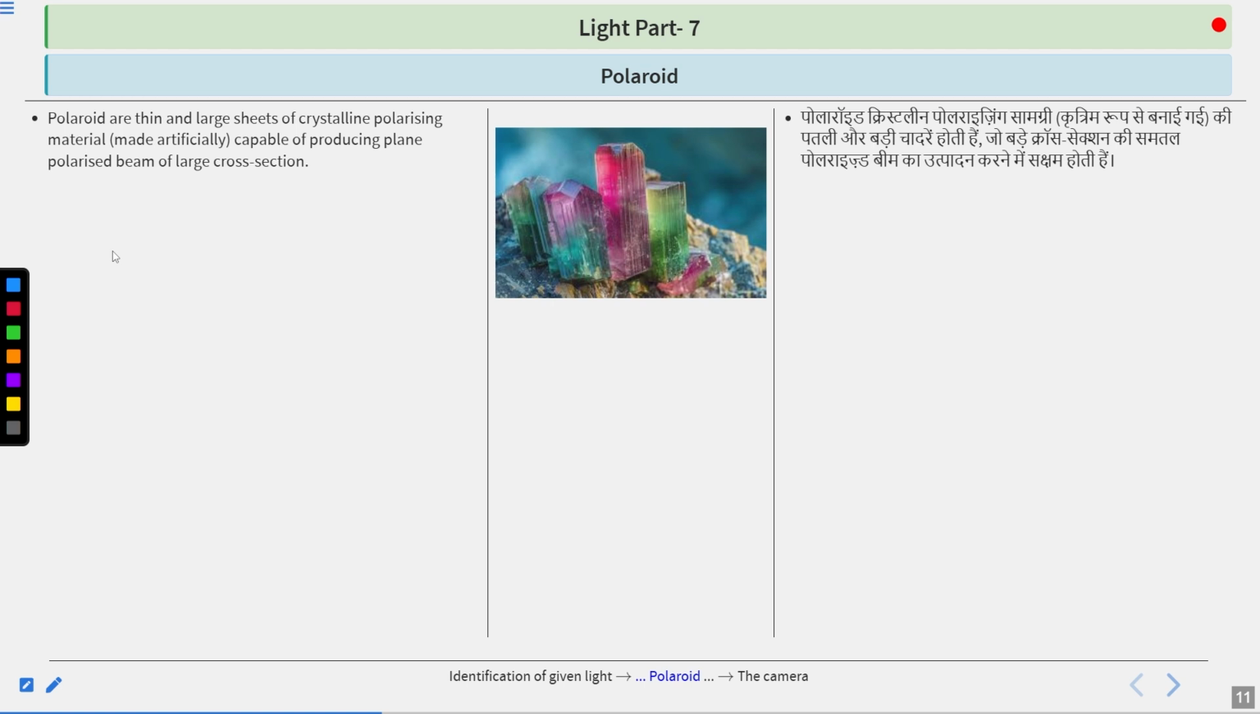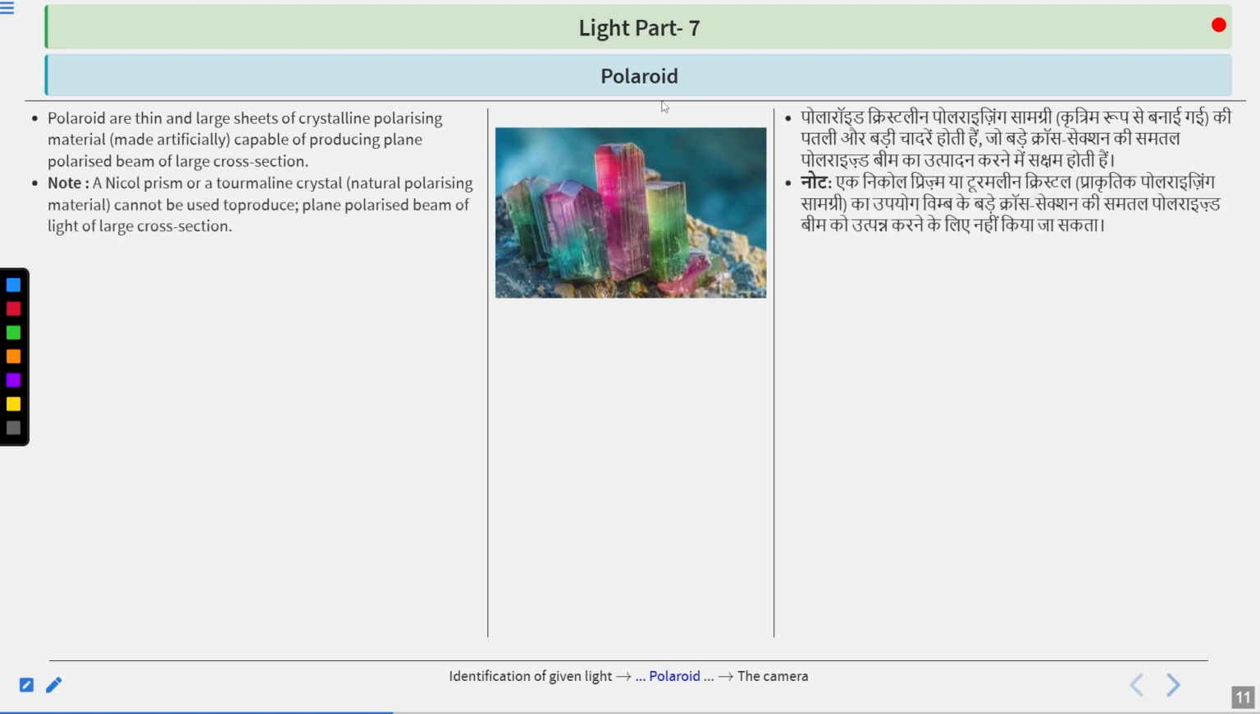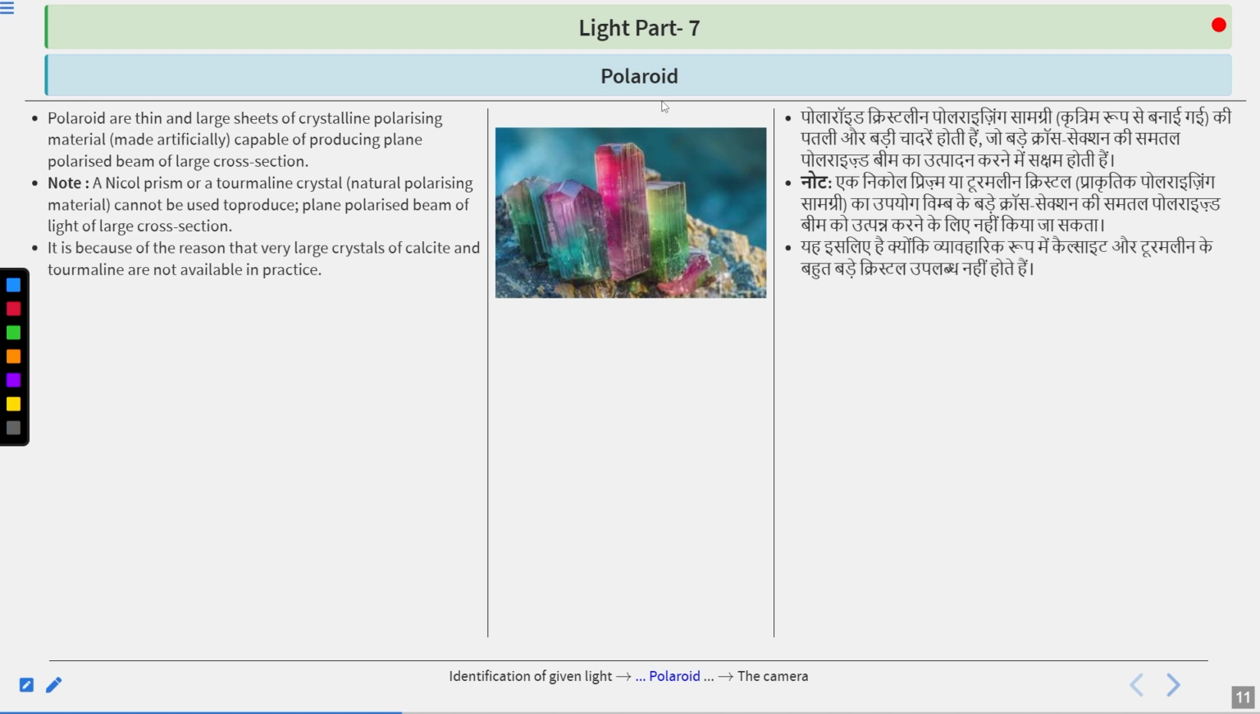Now, Polaroid. Polaroids are thin and large sheets of crystalline polarizing material which are made artificially, and they are capable of producing plane polarized beams of large cross section. There is a note: a Nicol prism or a tourmaline crystal, natural polarizing material, couldn't be used to produce a plane polarized beam of light of large cross section. That is an important note.